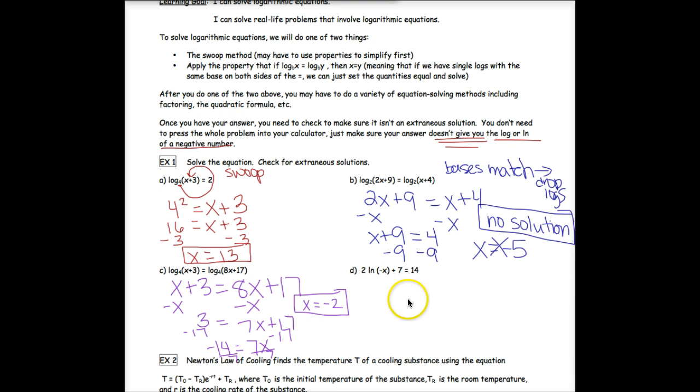I would also like for you to try this one, but I will give you one hint first. We need to get the logarithm term all by itself. So get this by itself first, and then because it's just a single logarithm, we're going to have to swoop. So see what you can do on this one, and then unpause it to check to see how you did.